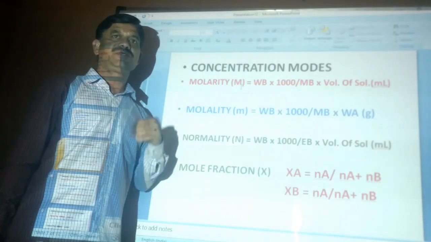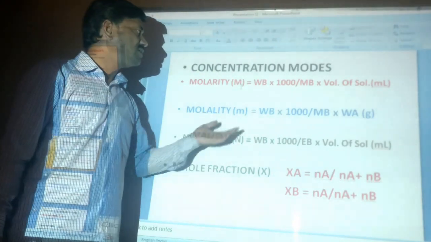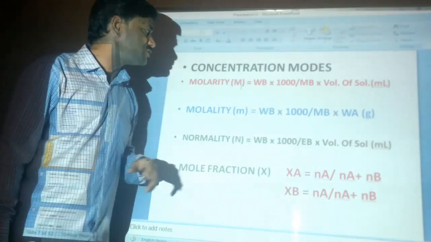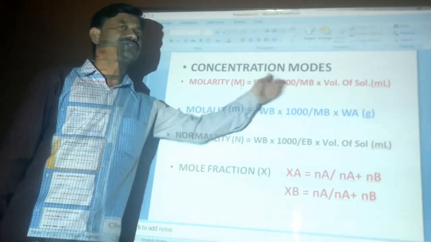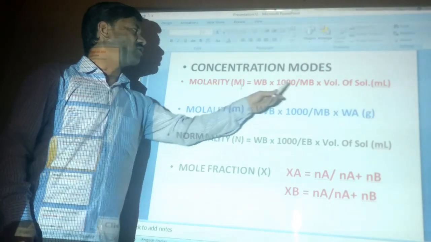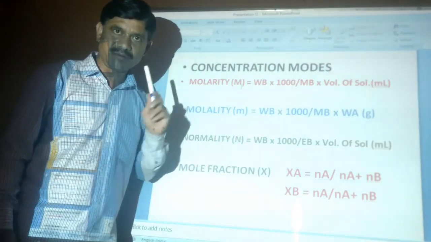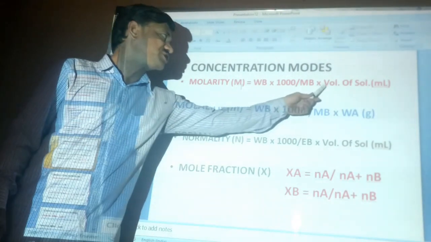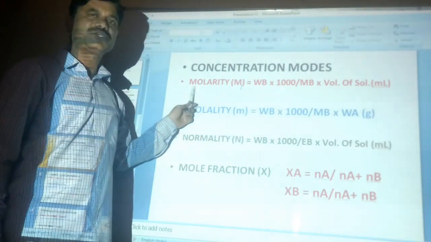In class 11th, you came across this one. Which one? WB upon MB. What is WB and MB? WB is the weight of the solute and MB is the molecular weight of the solute. When we divide weight by molecular weight, you get the number of moles, and the number of moles of solute dissolved in 1 liter of solution gives you which concentration mode?